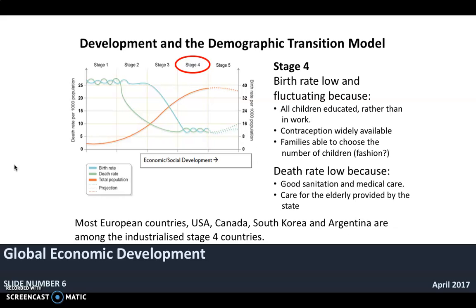Now, stage 4 is kind of the developed world here. We're talking about high-income countries, and you can see there most European countries are going to be in stage 4. Their populations are still increasing gradually. However, they are starting to level off. You're not getting that rapid increase that you got previously.